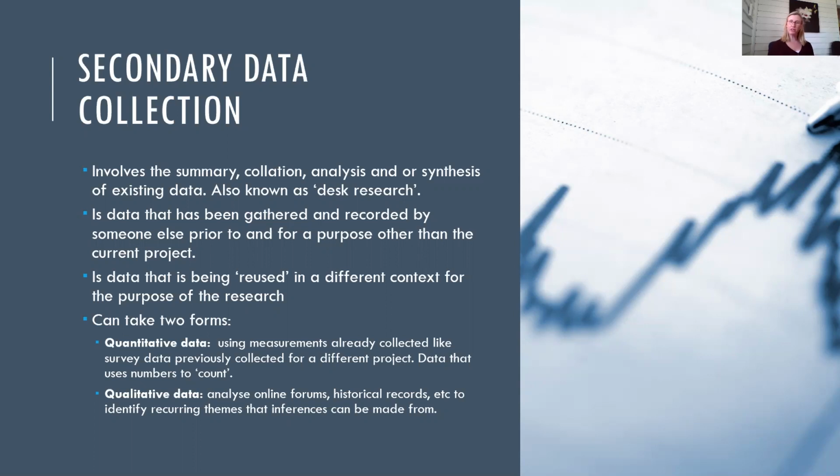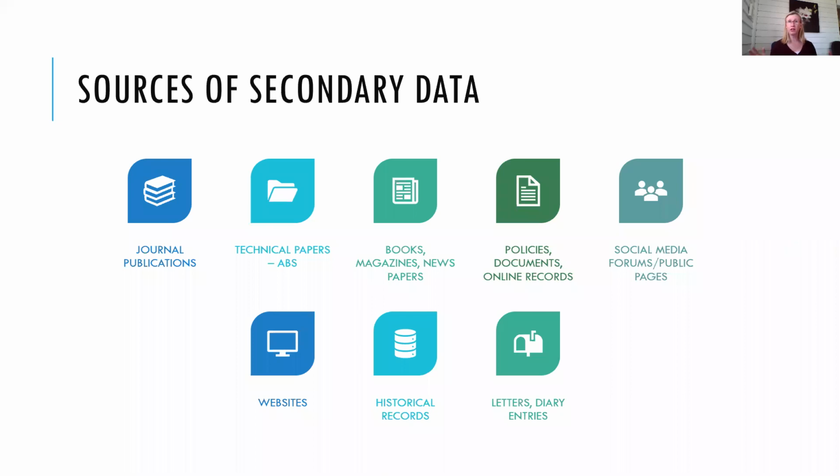So I can come up with a research question and say, wow, I wonder what type of data I would need to answer that. And someone might have a great data set out there that I could analyze. Again, secondary data can take two forms as well, quantitative or qualitative. It can come from all different sources. We can even use journal publications as a source of secondary data. All of these that you see on the screen here are examples of secondary data.